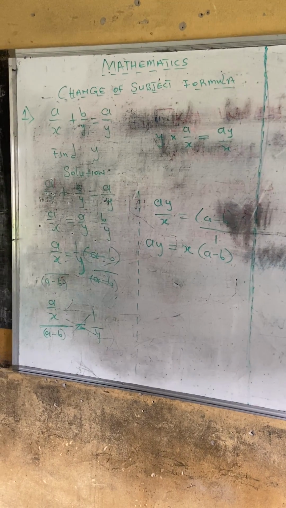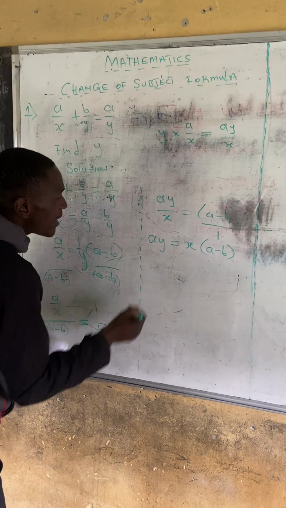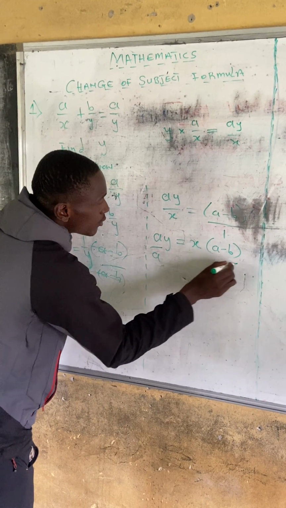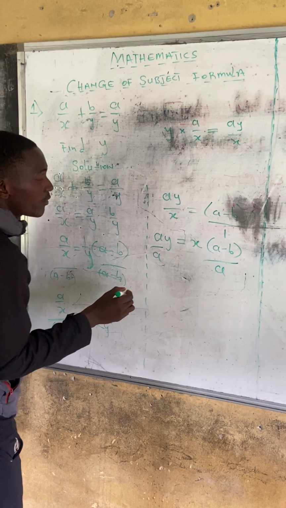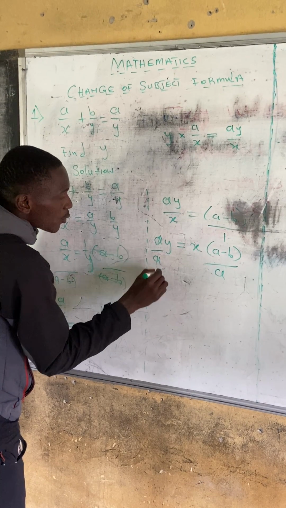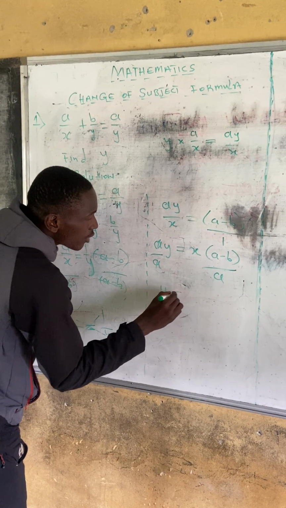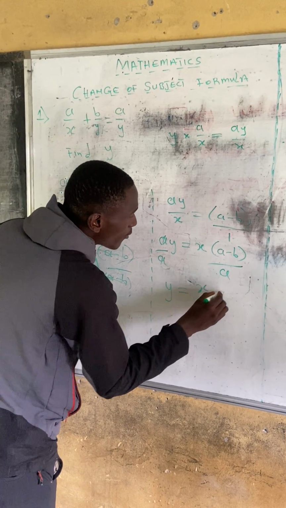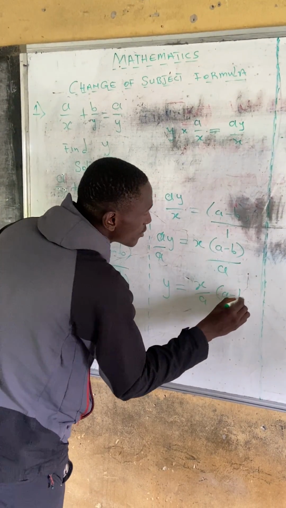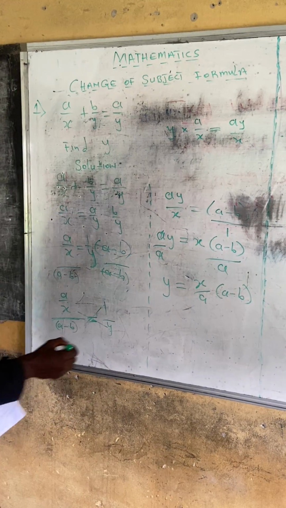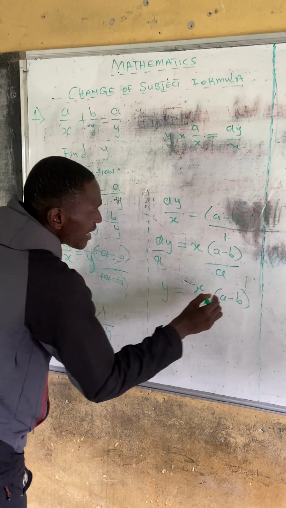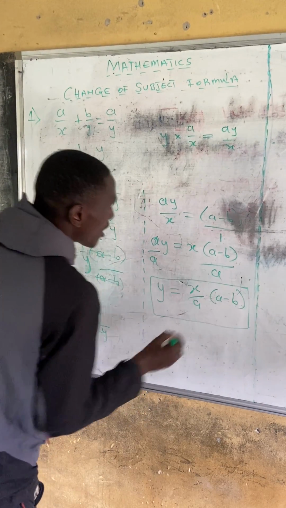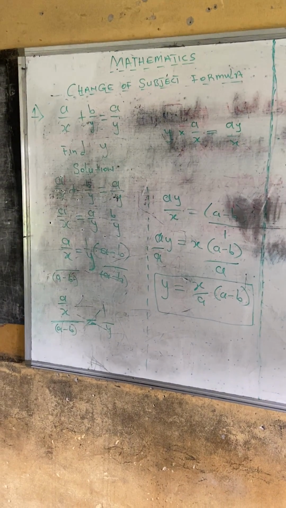We are looking at y. So we divide both sides by a because we want y to stand alone by making it the subject of the formula. So this cancels this, and we have y equal to x over a, bracket a minus b. And our final answer is going to be this. We have made y the subject of formula.